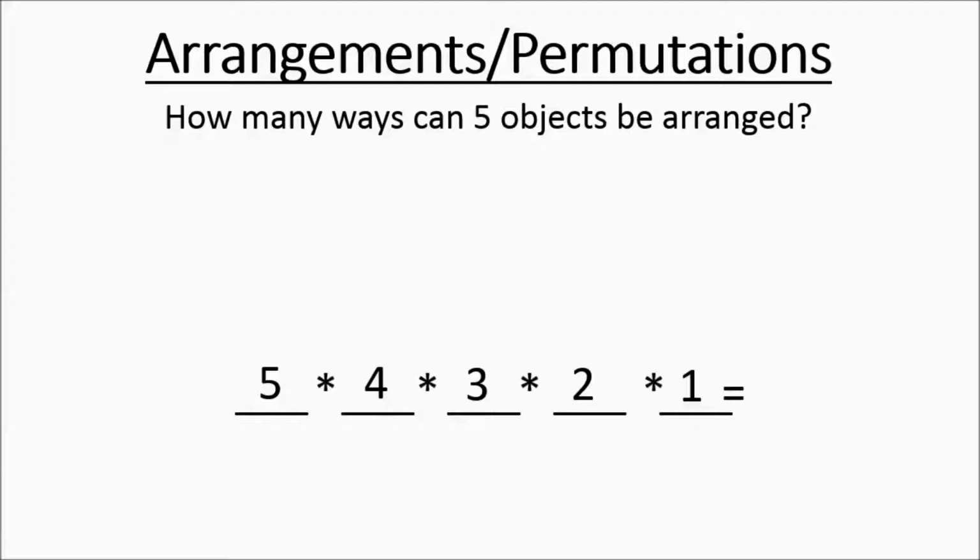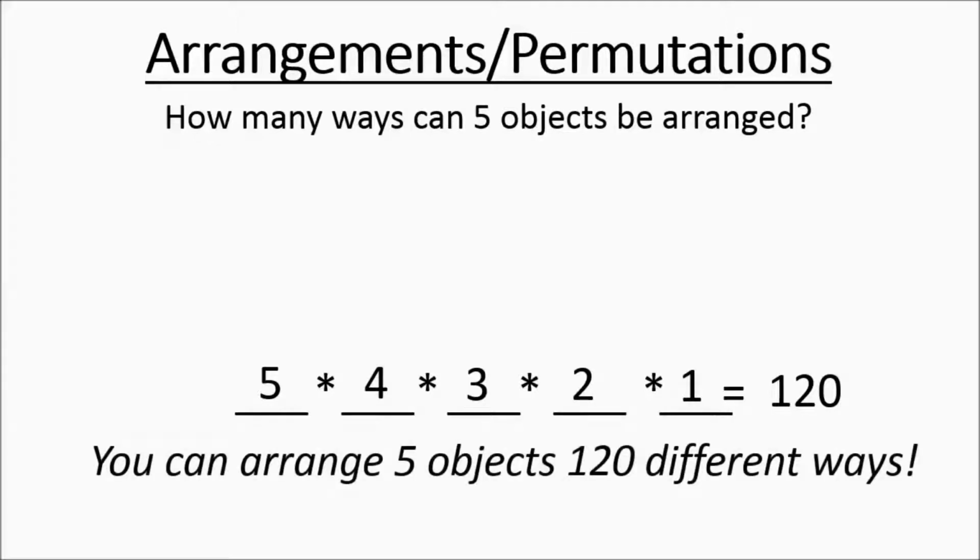So you basically just multiply those numbers and you get 120. So there are 120 ways for 5 objects to be arranged. You can arrange 5 objects 120 different ways. Now this way is the way you want to do it. You don't want to try listing them all. That would take a very long time.